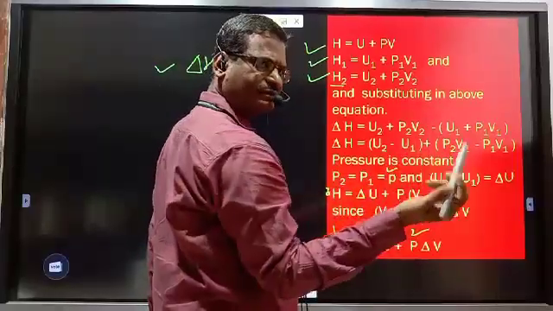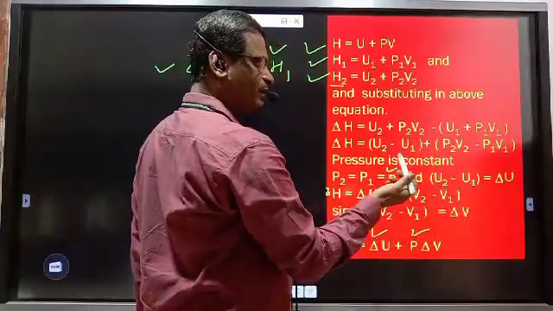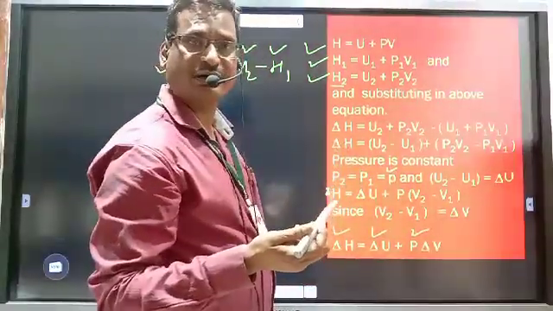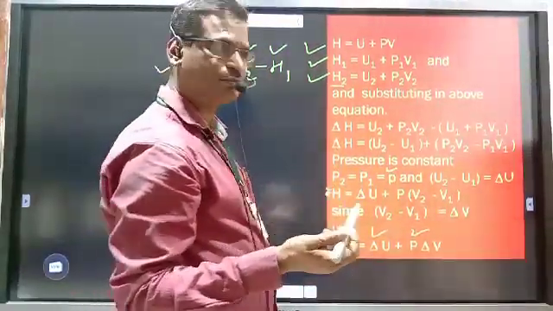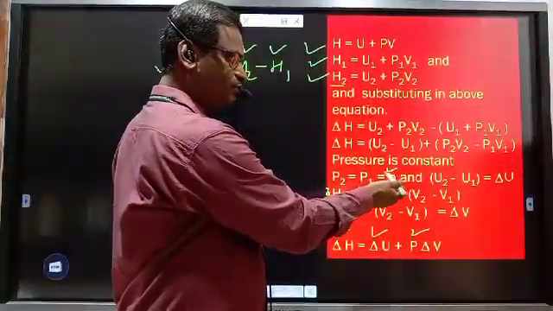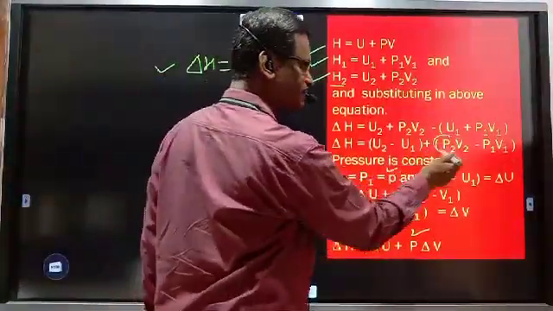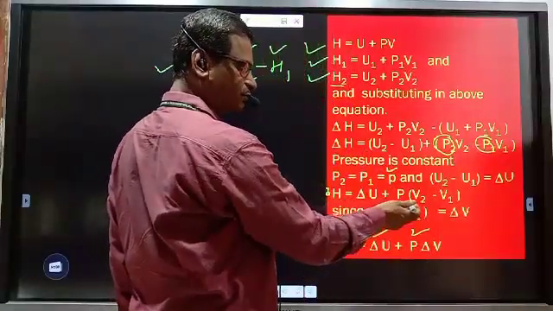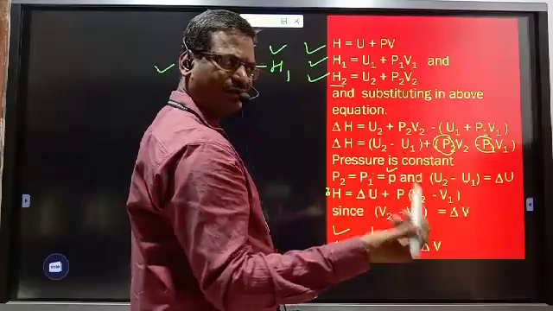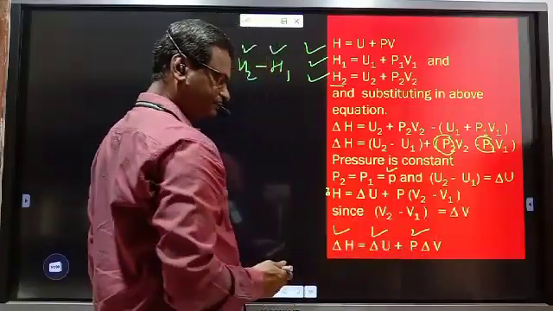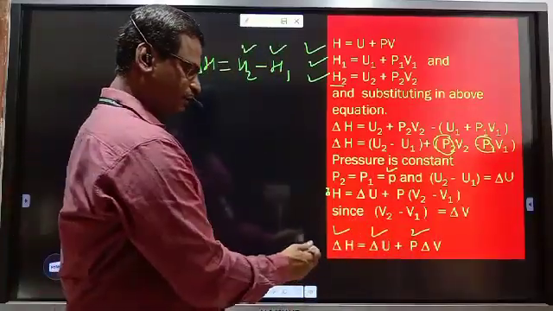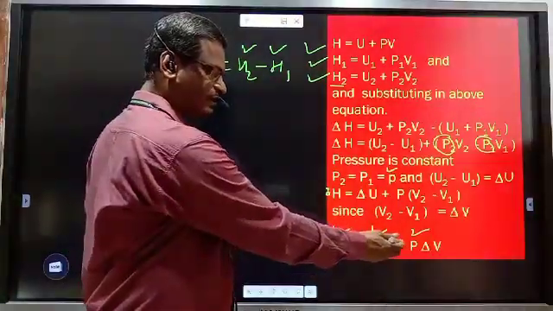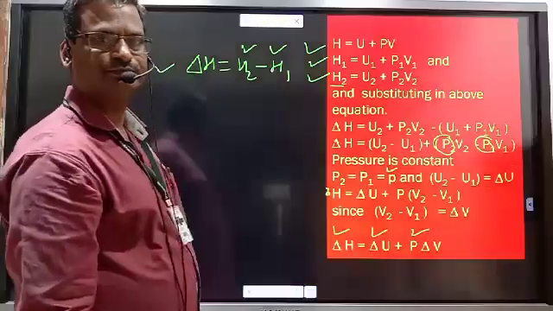Solving the bracket and taking similar terms together, we will get this equation. And finally enthalpy is calculated at constant pressure with a change in volume. Therefore P1 is equal to P2, and that is replaced by P. So this is P, this is also P. We get delta H is equal to delta U plus P(V2 minus V1), and that is a change in volume, P delta V. Therefore we get the final equation: change in enthalpy is equal to change in internal energy plus P delta V.